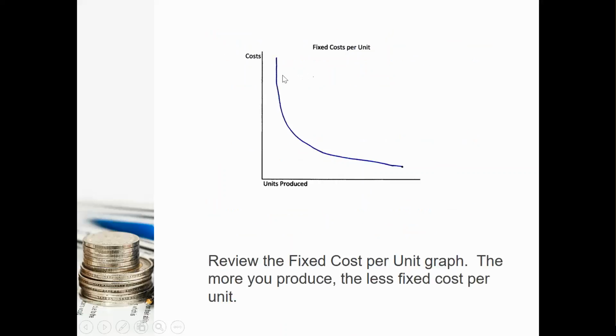If we look at this fixed cost per unit graph, if you remember, it decreases with increasing production. So in other words, if we have rent of $500 per month and we only produce one unit of product, then the cost per unit for rent is going to be $500. But if we produce 2 units of product, then that cost per unit is going to drop down to $250. And if we produce 500 units of product, then our rent per unit would drop down to $1 per unit. So the more you produce, the less fixed cost you're going to have per unit.